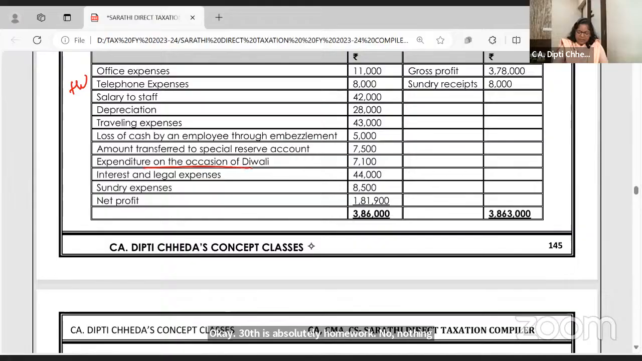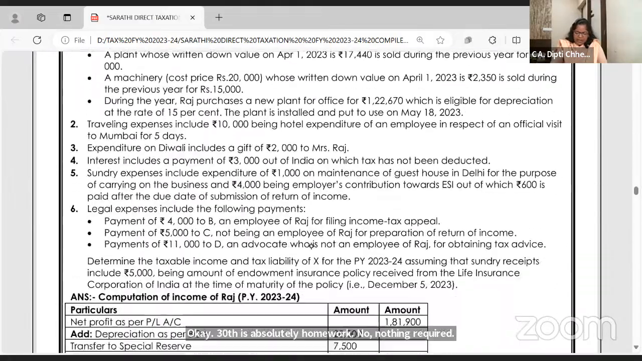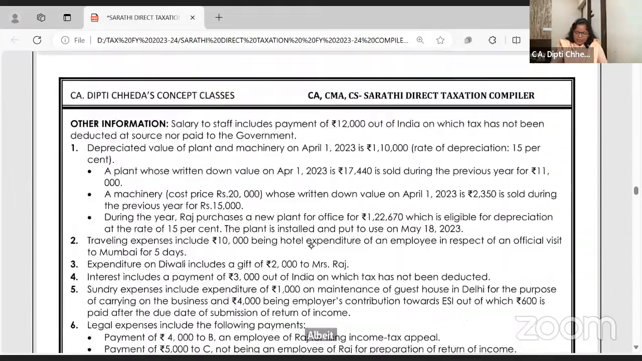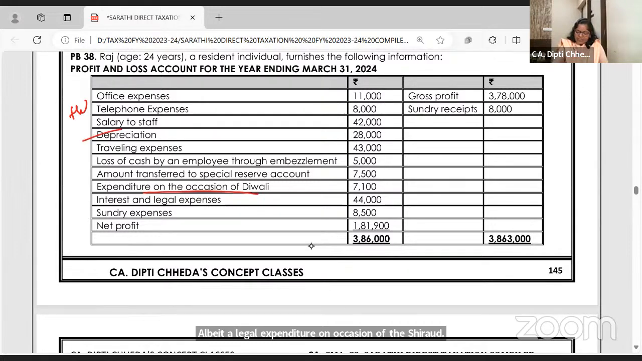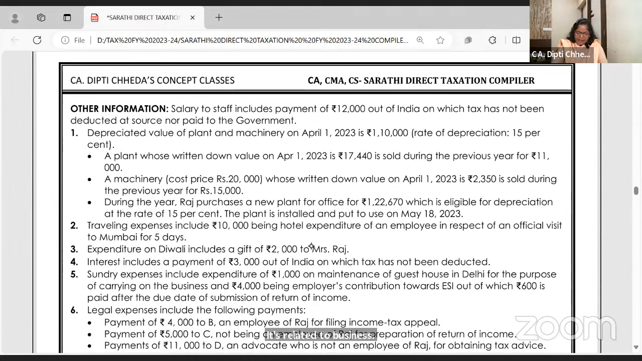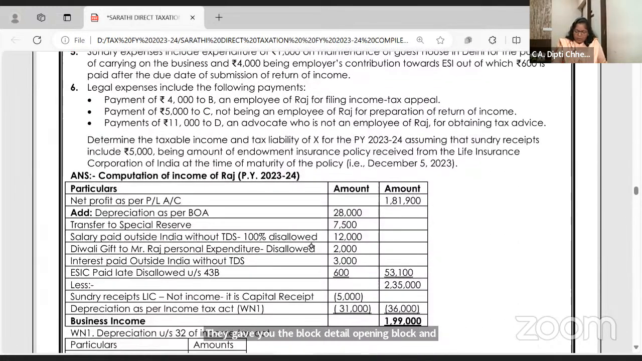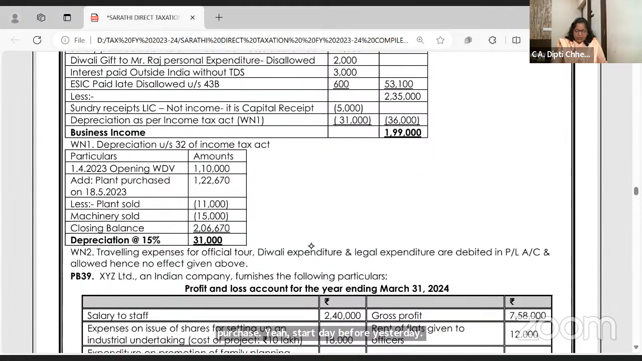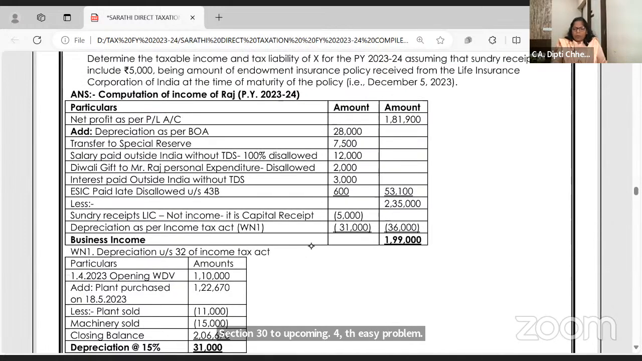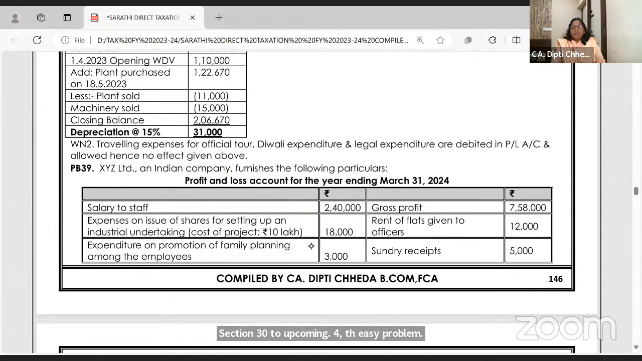Now look at this: expenditure on the occasion of Dashera and Diwali is allowed. It's related to business. Here depreciation is as per books, so you will add back and take depreciation as per income tax. They didn't give it ready. They gave you the block details, opening block and purchase. Dipti ma'am has taught this day before yesterday. Section 32. You will be able to do it, it's a very easy problem, and the notes also have it. It's just this small problem as homework.